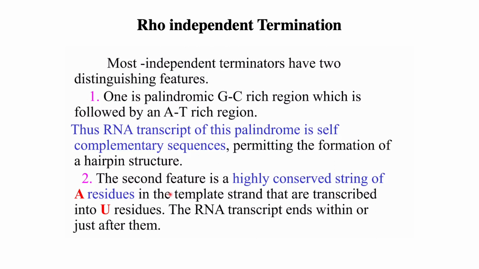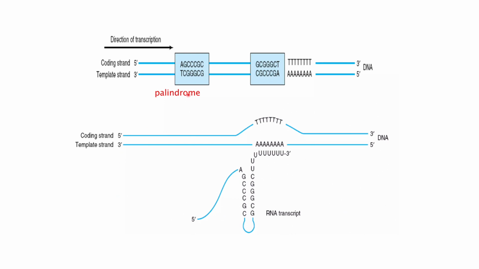The second feature is a highly conserved string of A residues in the template strand that are transcribed into U residues. The RNA transcript ends within or just after them. To have a better understanding, this is what the transcription termination site looks like. Let's say these are the sequence signals. These are like palindromes. For example, when you read this sequence backwards, you get this sequence. So this is a palindrome.